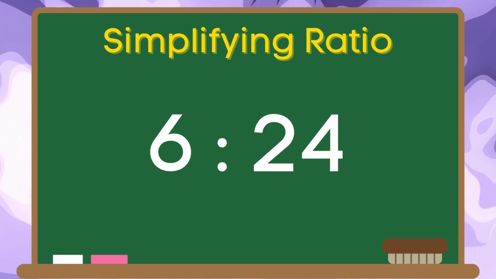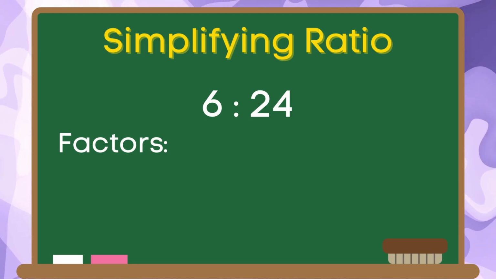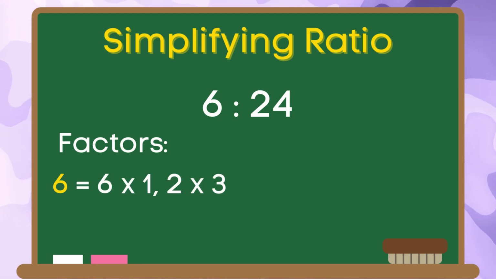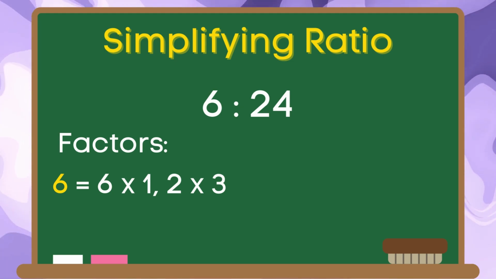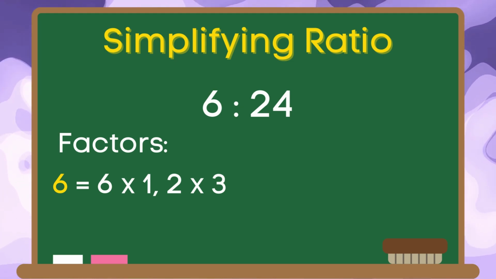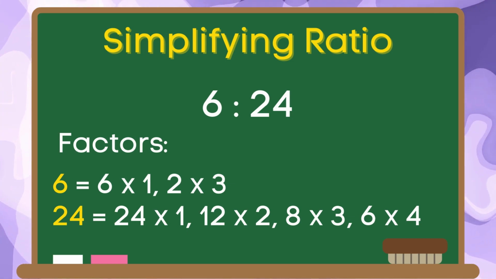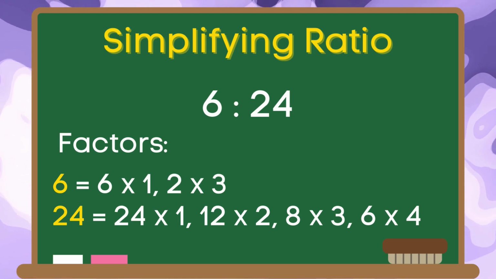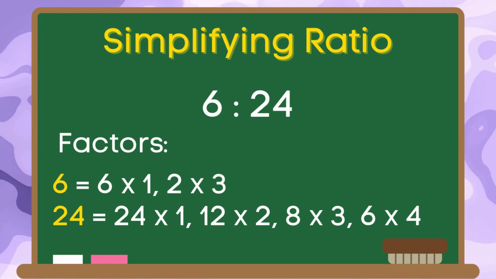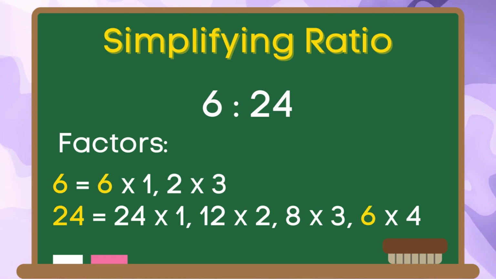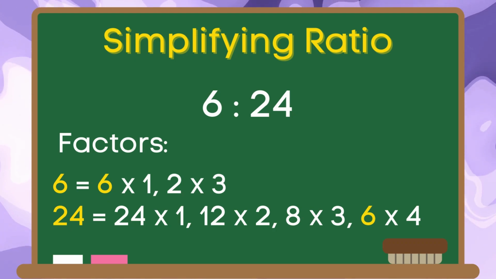6:24. Let us get the factors of 6 and 24. The factors of 6 are 6, 1, 2, and 3. The factors of 24 are 24, 1, 12, 2, 8, 3, 6, and 4. The highest common factor of 6 and 24 is 6.